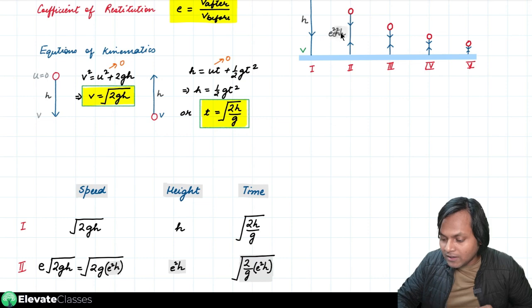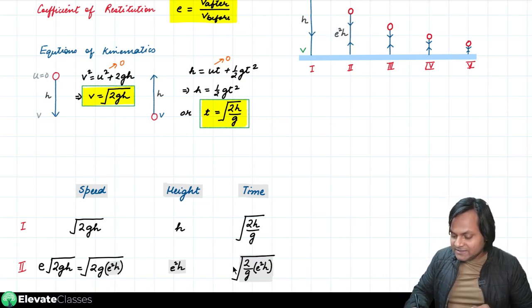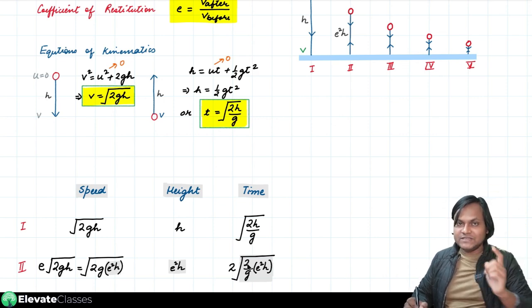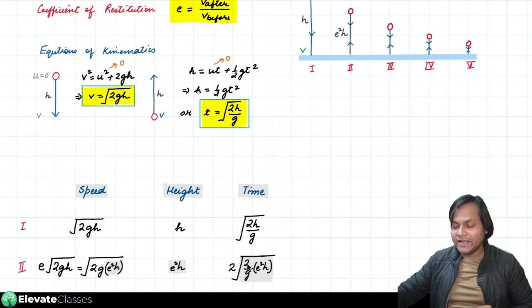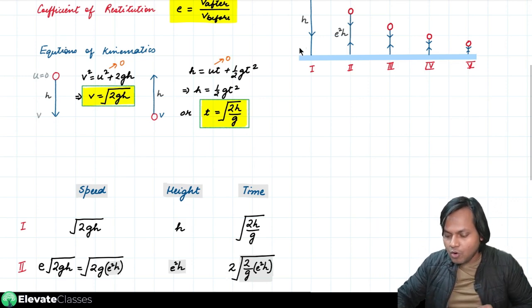But once the ball climbs up, it again comes back down. So the time that it takes after the second bounce is twice this time. First bounce, it just drops. Second bounce, it goes up and then comes back down again. And I can repeat this process over and over again for all the bounces.